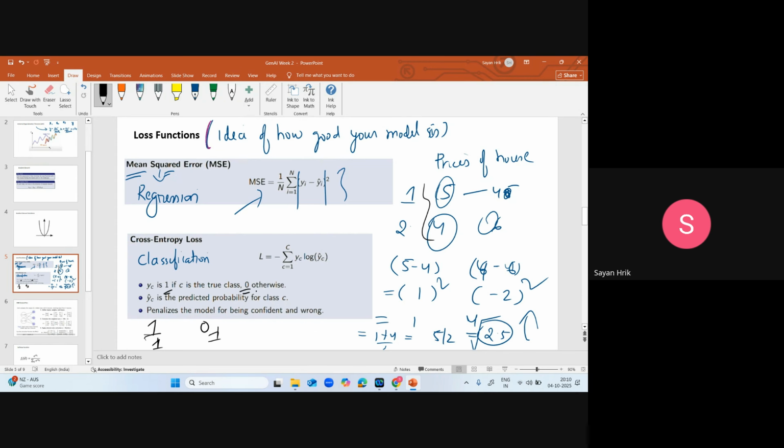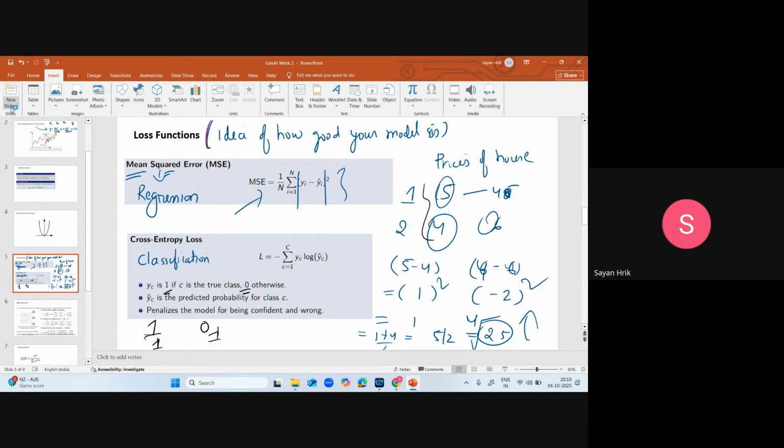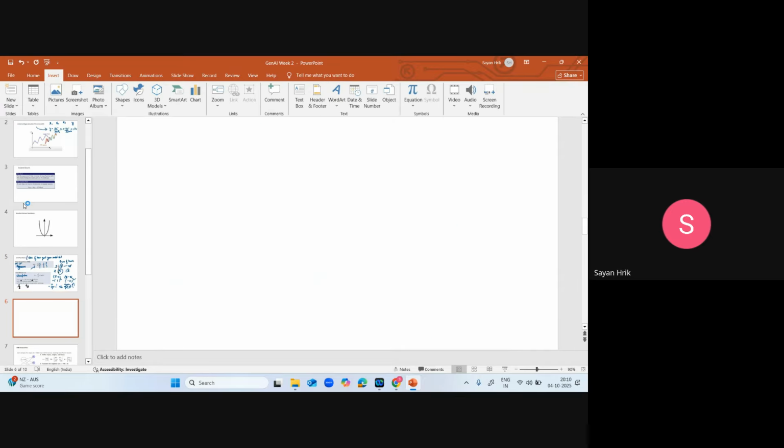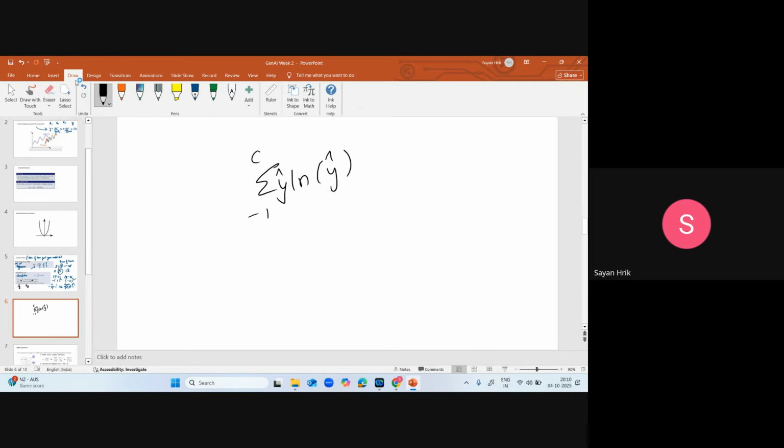So what does cross entropy loss do? I'll just take a new page and maybe write on that. A simple formula for cross entropy loss is this: minus sum from 1 to C of y ln y hat. That's the simple formula. Now let me try to explain what this formula does. This y hat is simply the probability of prediction.